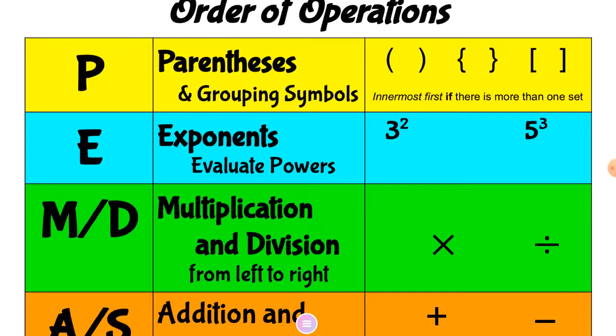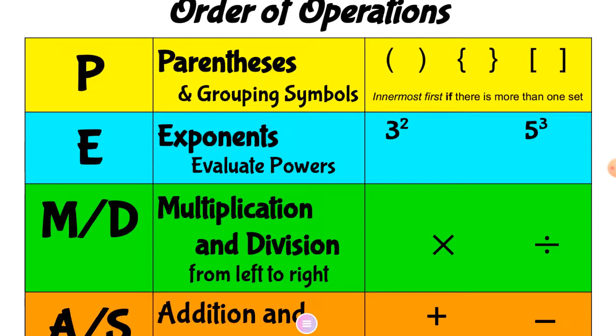If there is a multiplication sign and a division sign, we read it like a book. We start on the left. If the farthest left problem is a division problem, then that's what we do first. If it's a multiplication problem, then that's what we do first. So MD is grouped together. Sometimes it could be divide and multiply. Sometimes it could be multiply and divide. Sometimes it could just be multiply. Sometimes it could just be divide. It just depends what is in the problem.